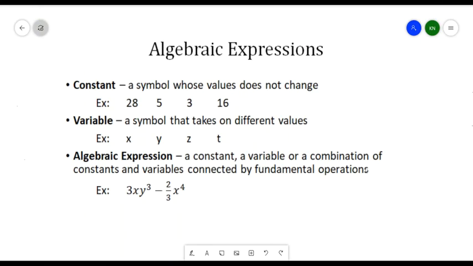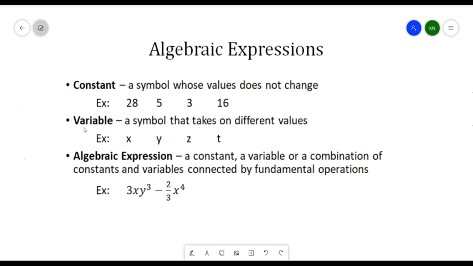discussing algebraic expressions. Algebraic expressions have two parts. So we have the constant and the variable. Constants are symbols whose values do not change. So basically, a constant is referred to as a number. For example, we have 28, 5, 3, 16, and other numbers in mathematics. Those are what we call constants.